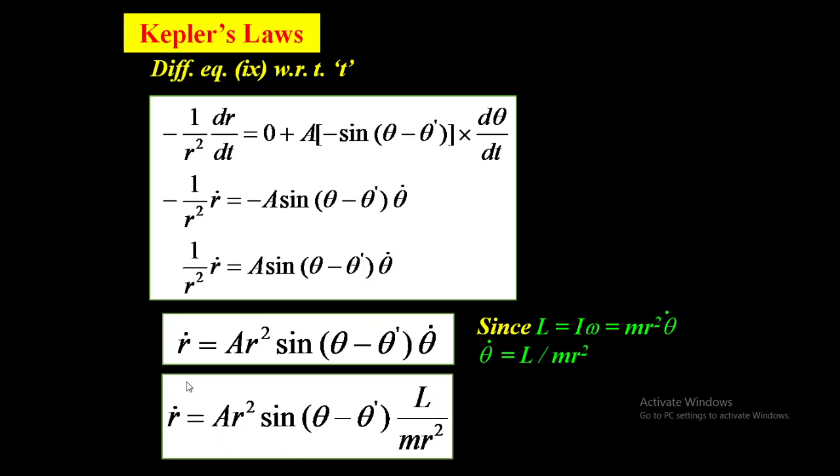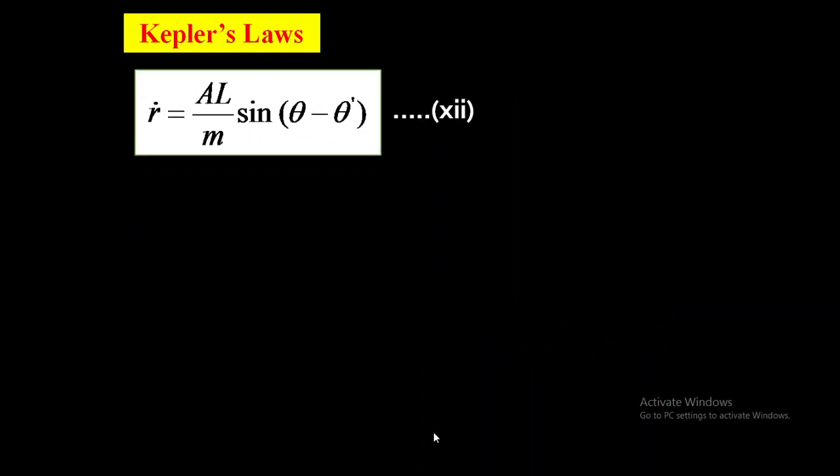Then R dot is equal to AR square sine theta minus theta dash into L by mr square. So R square gets cancelled, and I will get R dot is equal to AL by m sine theta minus theta dash.